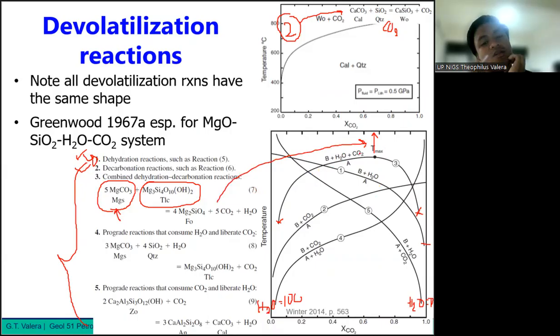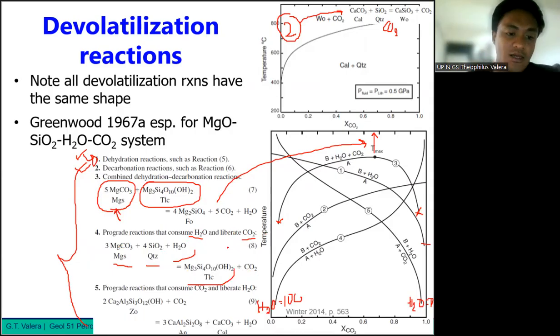The point of this Tmax is that our Tmax is controlled by the amount of CO2 and OH, the ratio of CO2 and OH that is optimal for this reaction. So that is reaction 3. How about reaction 4? Reaction 4 is a reaction which consumes water and liberates carbon dioxide. Here you have magnesite reacting with quartz and water to form talc, which releases carbon dioxide. Same logic basically.